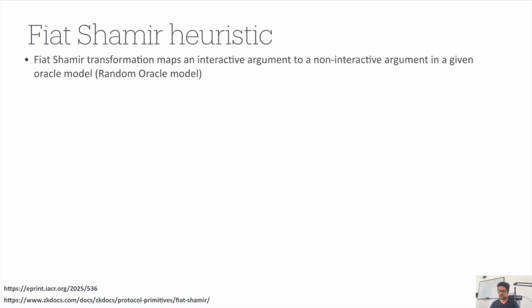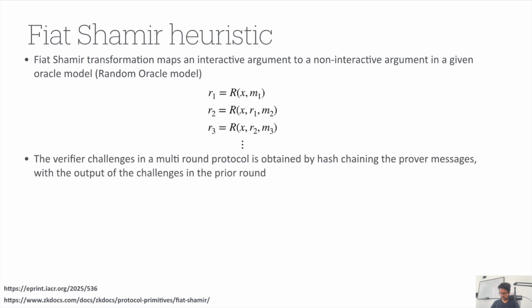So now we want to describe something concrete, which is the Fiat-Shamir heuristic. The Fiat-Shamir transformation is what I loosely described in a picture in the previous slide. It turns an interactive argument into a non-interactive argument in a random oracle model setting. The verifier challenges in a multi-round protocol are obtained by hash chaining the prover messages. So here you have M1, M2, the prover messages, and you hash chain them.